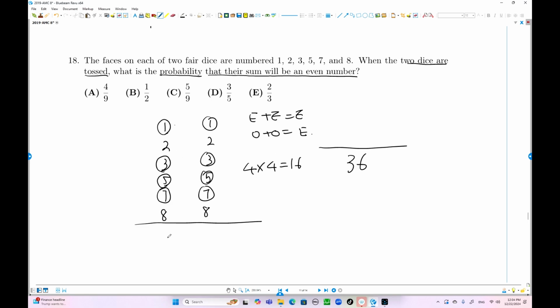Even is 2 numbers, 2 and 8, 2 and 8. So this way, 2 times 2 is another 4 numbers. Total is 20 numbers. That's the probability to get the even sum, okay? So 20 over 36 divided by 4 is 5 over 9. Option C is the answer, okay?